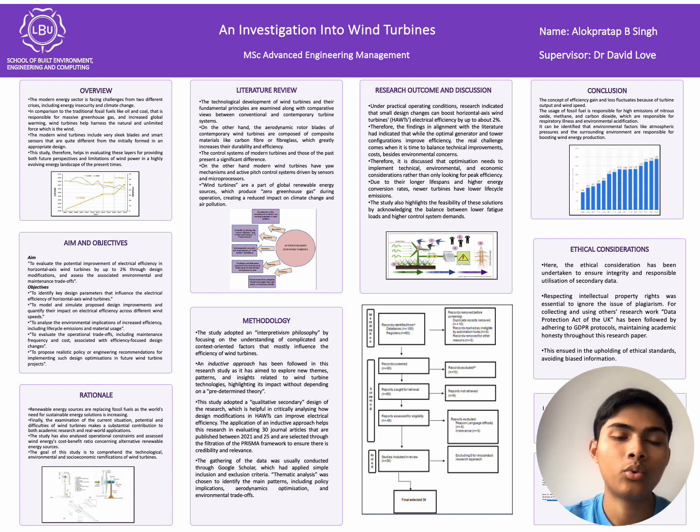The objectives are to identify key design parameters that influence the electrical efficiency of horizontal axis wind turbines, in which we find out the design factors which affect the turbine efficiency the most, and to model and simulate proposed design improvements and quantify their impact on electrical efficiency across different wind speeds, in which we use models and simulations to test design changes under different wind speeds. Then other objectives are to analyze the environmental implications of increased efficiency, including life cycle emissions and material uses, in which we study how higher efficiency impacts the environment and material use.